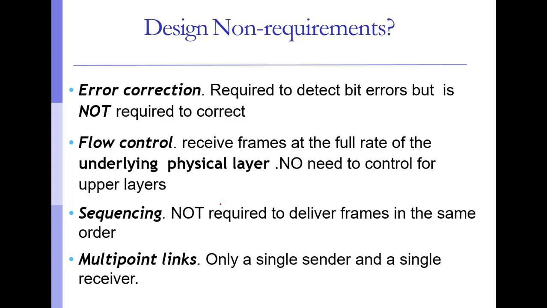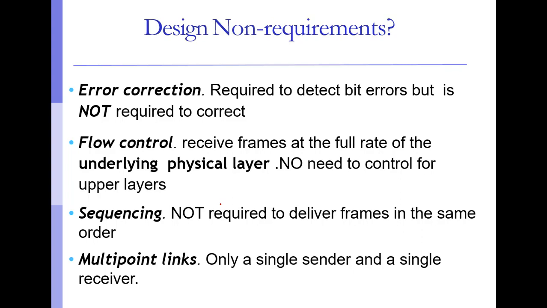Flow control only receives at the full rate of the underlying physical layer. No need to control the upper layer. So you have to get the flow control of the lower layers instead of controlling the upper layers. You know that this flow control is also there in the transport layer, so you do not have to take care of that as well. You only have to check the status of the physical layer, and make sure that the physical layer is maintaining its flow at a specific rate.